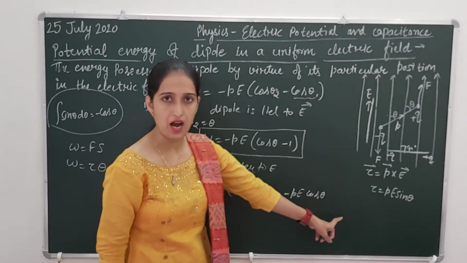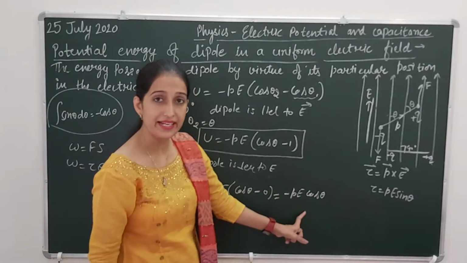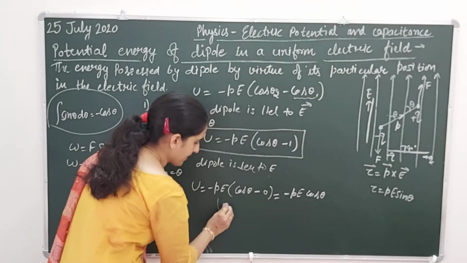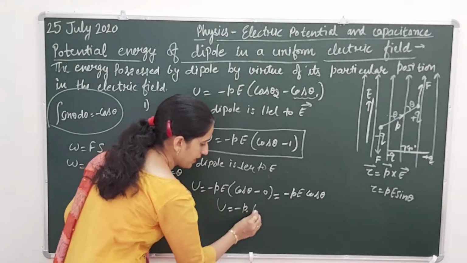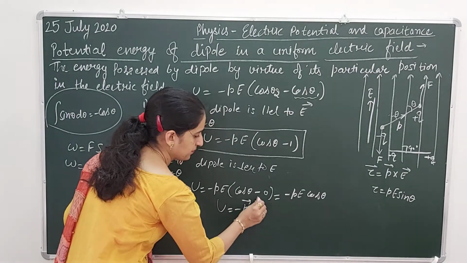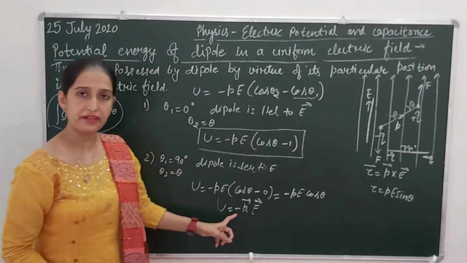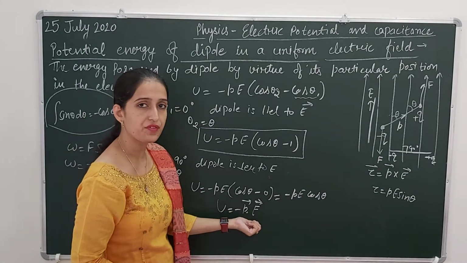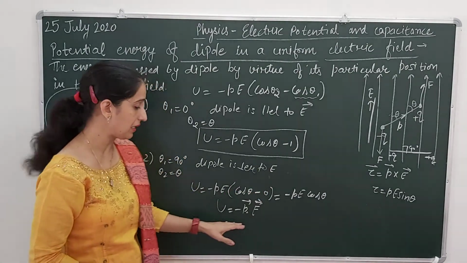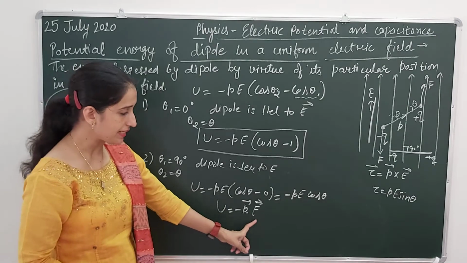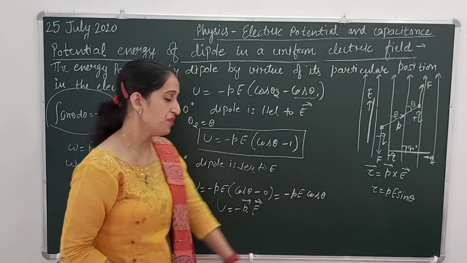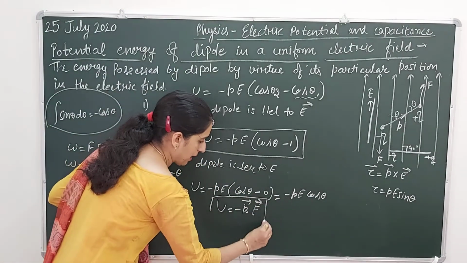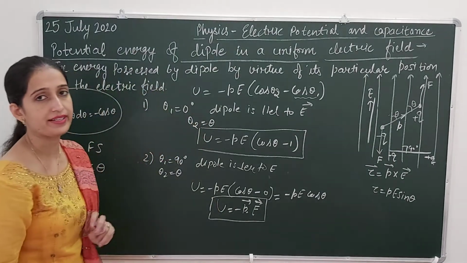PE cos theta, where theta is the angle between P and E. I can write U is equal to minus P dot E, because the dot product between two vectors is the magnitude of the first into the magnitude of the second into the cosine of the angle between them. P dot E is PE cos theta. So potential energy is given by minus P dot E.